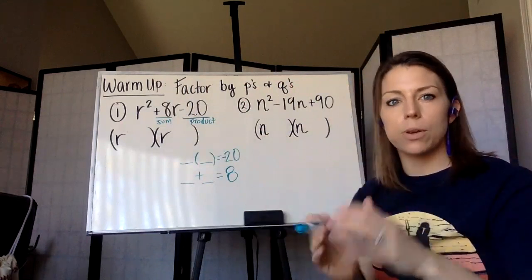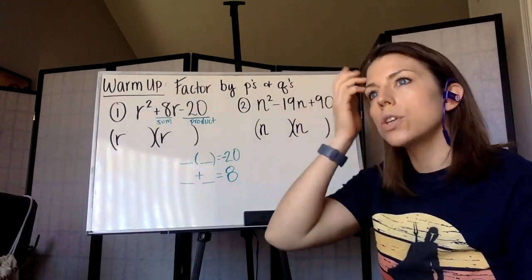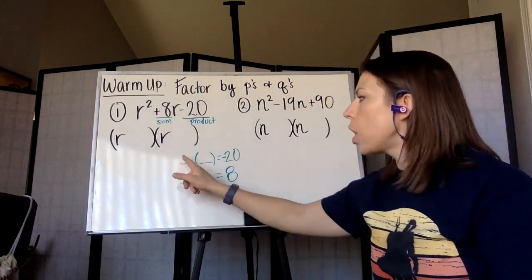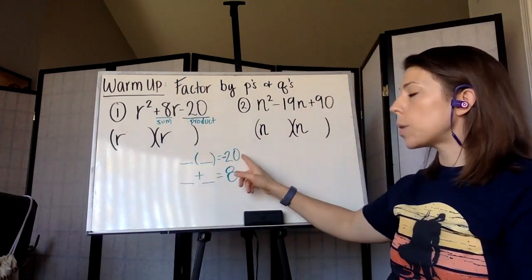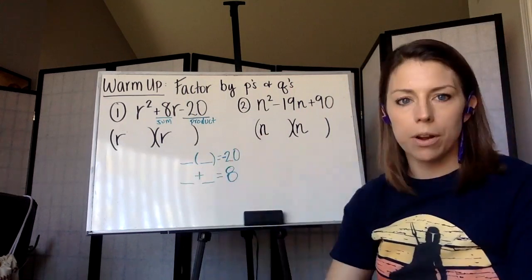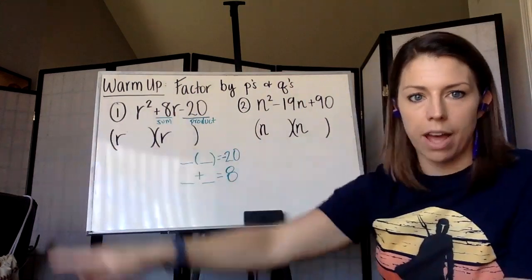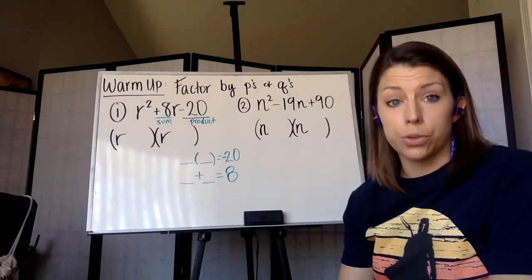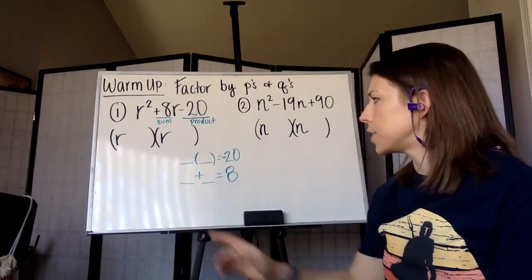So now that's going to eliminate some of our options. Let's try 4 and -5, for example. Well, 4 times -5 is -20, but 4 plus -5 is -1. That is nowhere close to 8. So we know 4 and -5 are out. Let's try 10 and 2. So let's try -10 and +2.